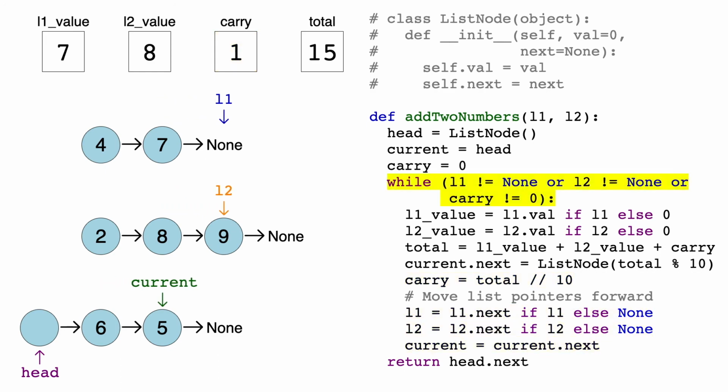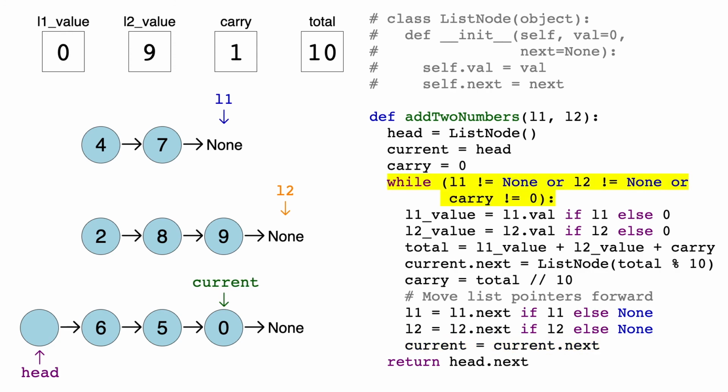Now notice that L1 does equal None, but L2 doesn't, so we'll loop again. Since L1 is None, L1 value will just be set to 0. L2 value equals 9, and the total is 9 plus 1, which equals 10. Now 10 mod 10 is 0, so we'll create a list node with value 0 and attach that to our answer. Then 10 divided by 10 is 1, then rounded down is still 1, so we have a carry of 1. Now when moving our list pointers, L1 is already None, so we just keep it as None, and we don't advance it. L2 and current advance normally.